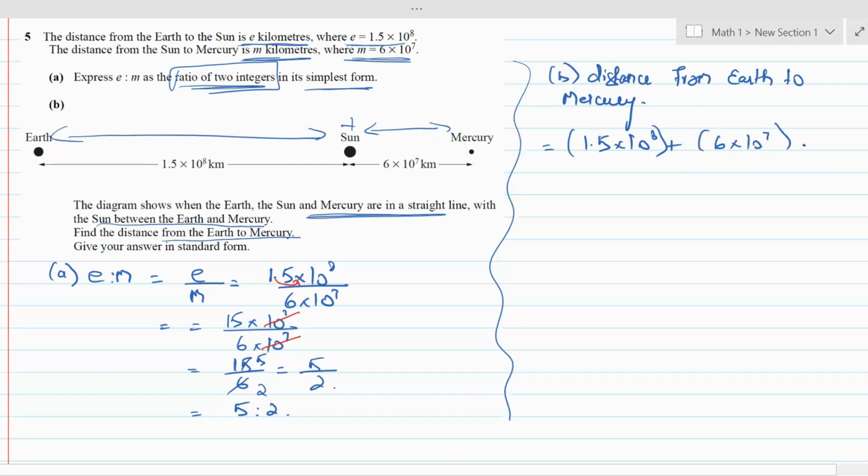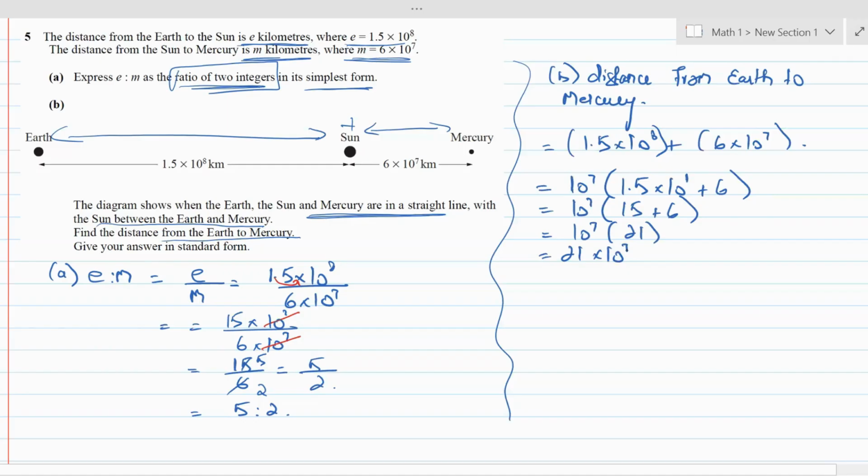It's a simple case of addition here. Whenever we have to add, we always take the lower power of 10 common. So the lower power of 10 here is 10 power 7. When 10 power 7 is taken common, it gives us 1.5 into 10 power 1, plus 6 only, because 10 power 7 has already been taken common outside. Then 1.5 into 10 gives us 15, plus 6. 15 plus 6 is 21. So it would be 21 into 10 to the power 7.